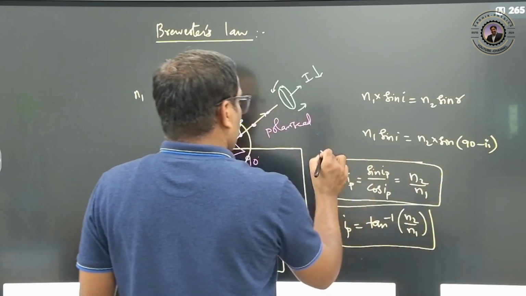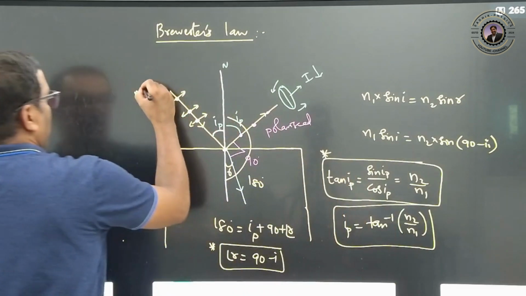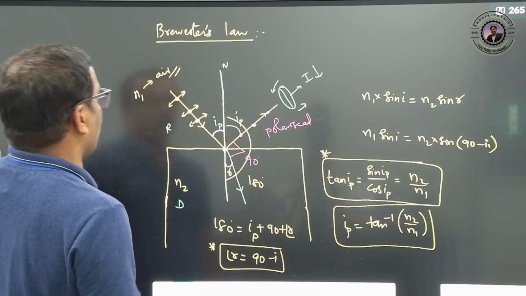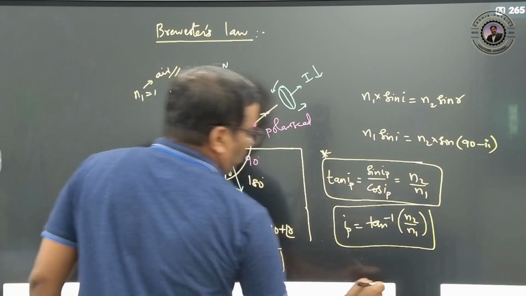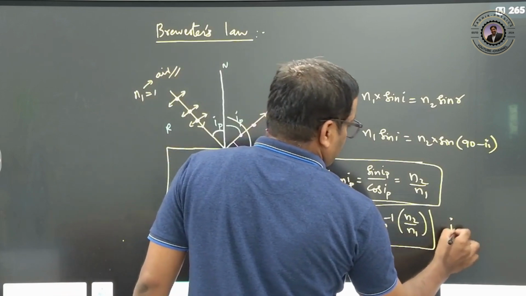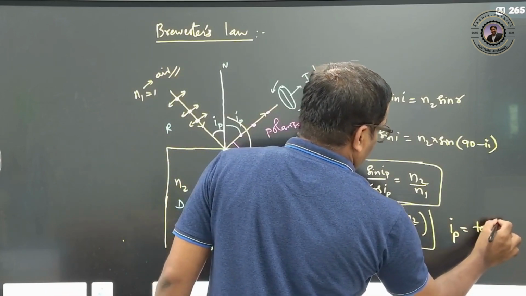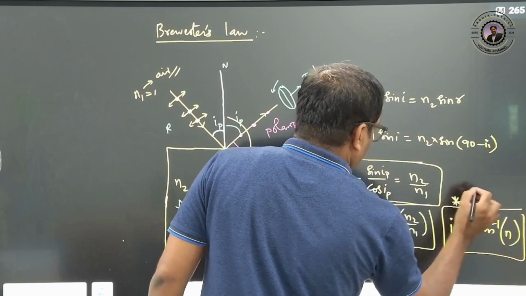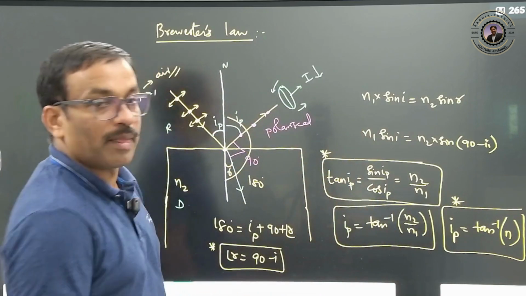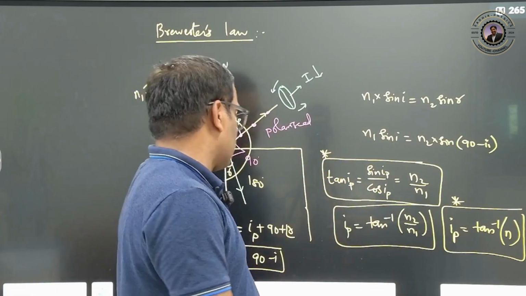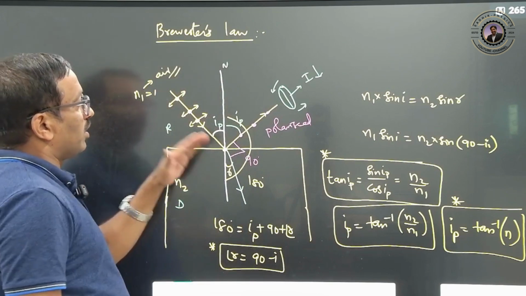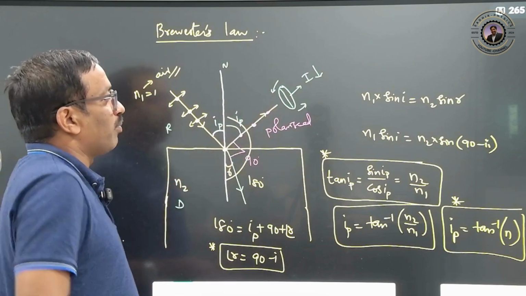Suppose this is air or vacuum, then the n1 value is equal to 1. So the angle of polarization can be written as tan inverse of n, where n is the refractive index. Sometimes you can call it the Brewster angle also. Clear? So in this way, the reflected ray is completely polarized.